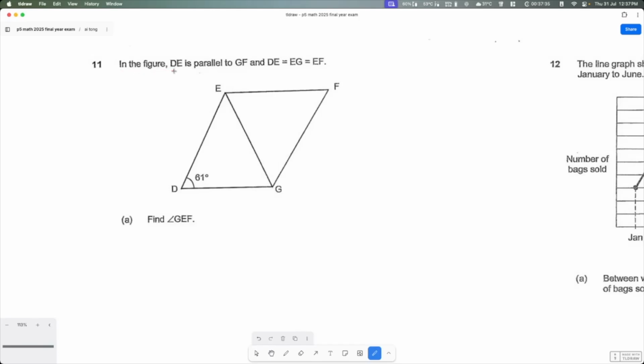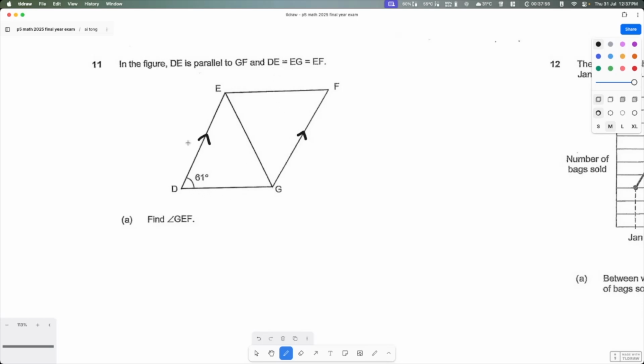In the figure, DE is parallel to GF. So I'm going to draw it down. DE is parallel to G and F, and then DE is equal to EG.